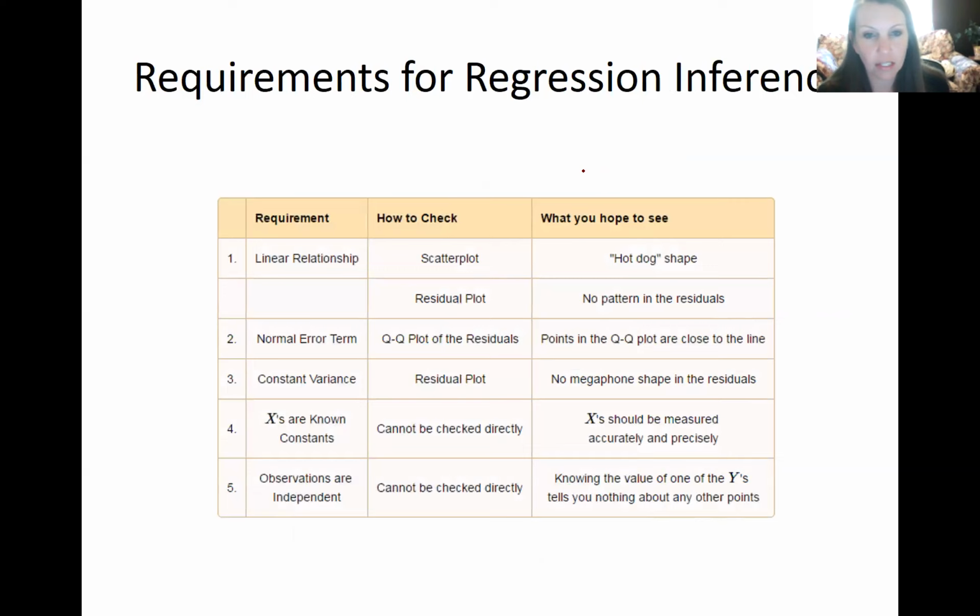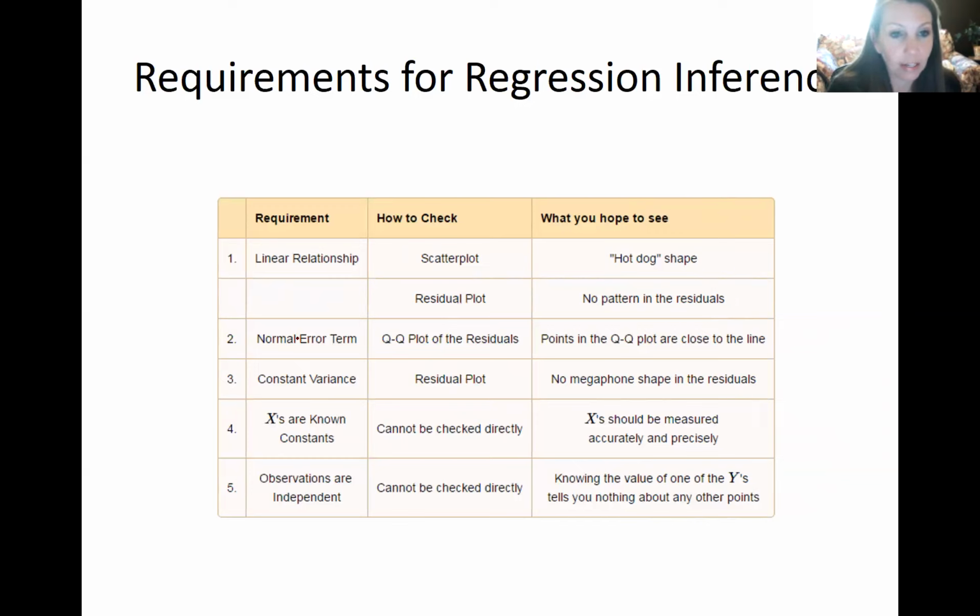These are the 5 requirements that we have for regression inference, and the ways that we're going to check them. First requirement is that we have a linear relationship, and we can check that just by looking at our scatter plot. Did it look like it had a line? Did it have the hot dog shape? Another thing we can look at is the residual plot, and I'll show you what that is in just a second. There we want no pattern at all in the residual plot, which would indicate that we do have a linear relationship.